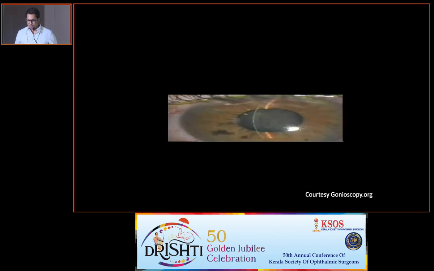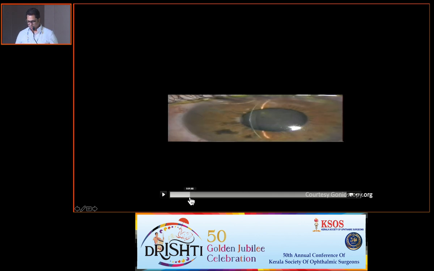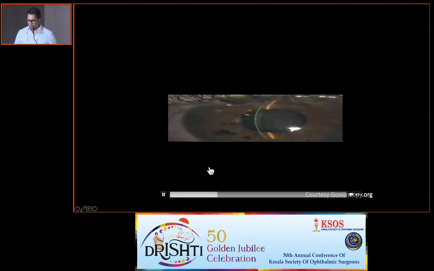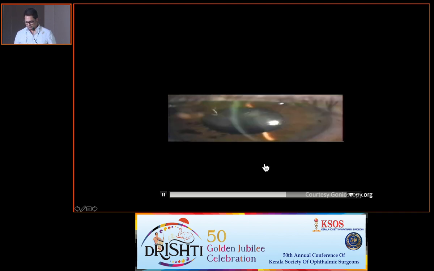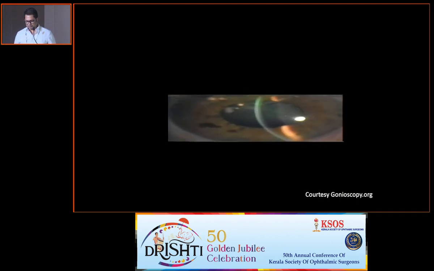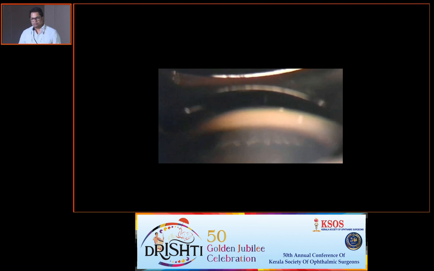This is an example of aqueous misdirection syndrome, post-trabeculectomy. You can see the angles opening up after mydriatics are used. Now the angles are open. For these push mechanism glaucomas, you can see the ciliary processes through the pupil when you do a gonioscopy.